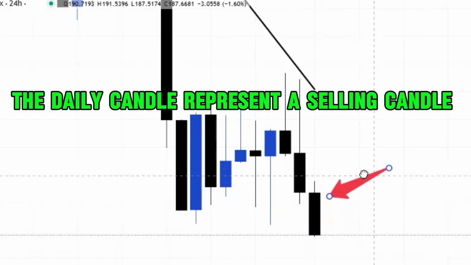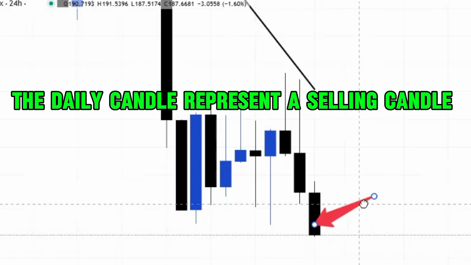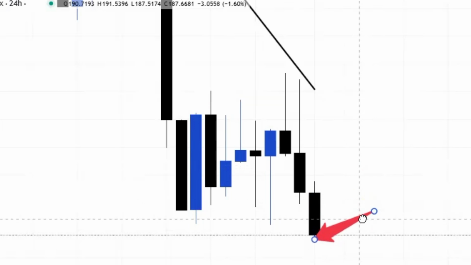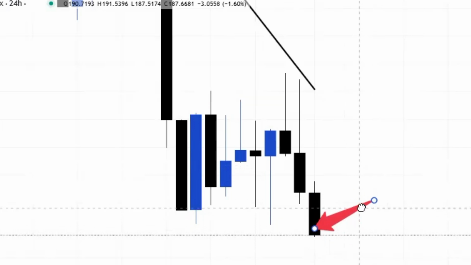But I will not advise any trader to trade this, except you see opportunity on the lower time frame, which I'm going to be showing you guys now. But I want you to understand this concept very, very well.